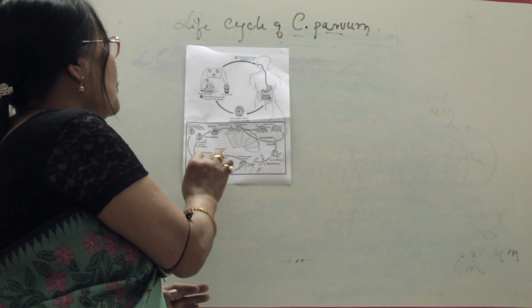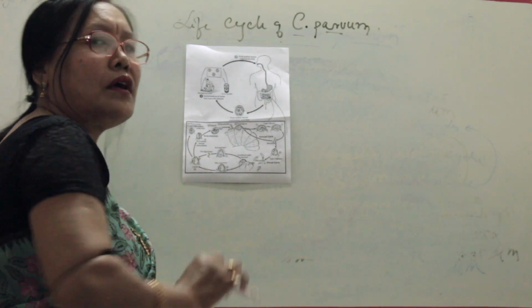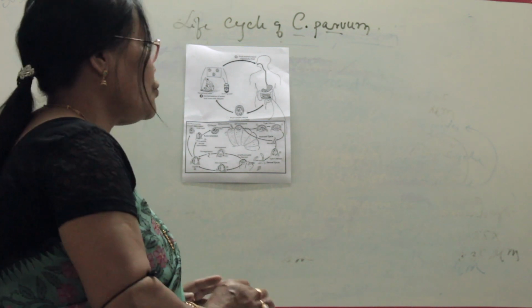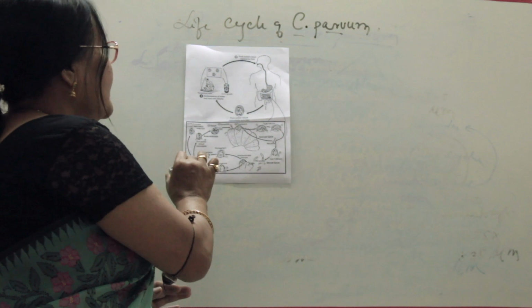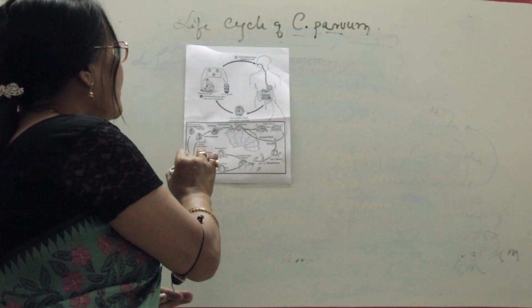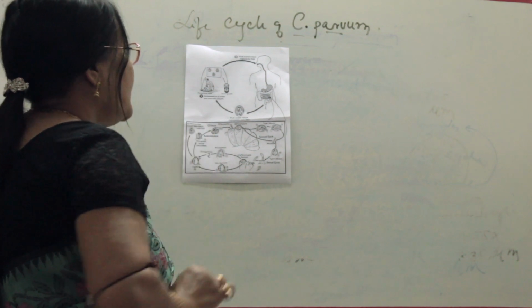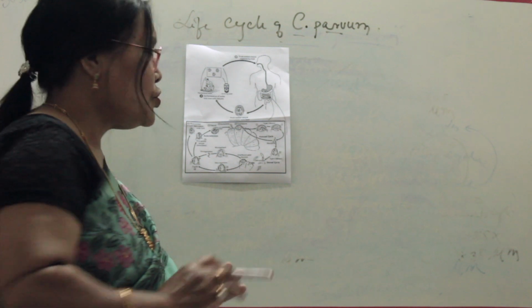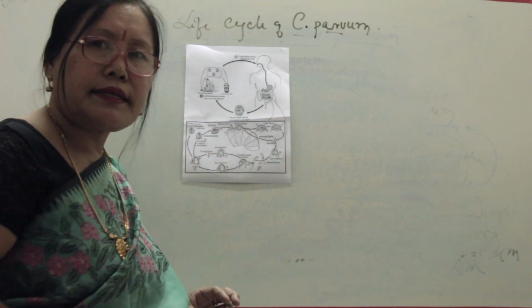These microgamonts give microgametes, and with the fertilization of the macrogamonts, the zygotes are formed. So, in the epithelial cells of the small intestine, these zygotes are formed. After the formation of the zygote, oocysts are formed again. That is, two types of oocysts. One is thick walled, another is thin walled. So, this is the life cycle of this protozoan parasite.